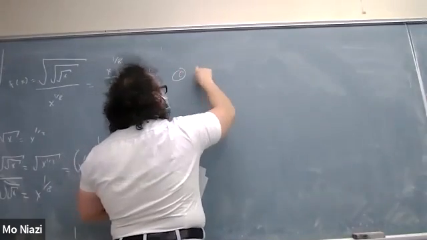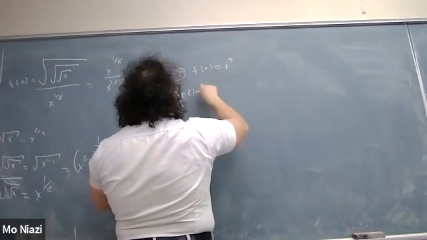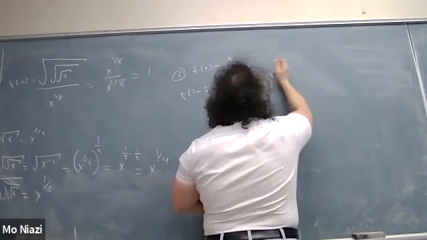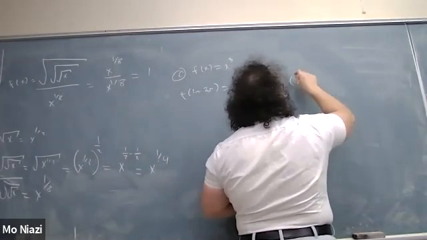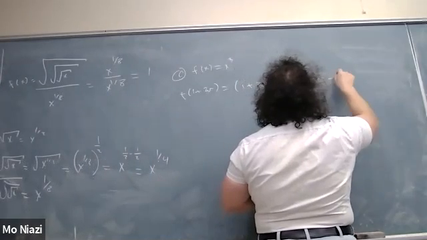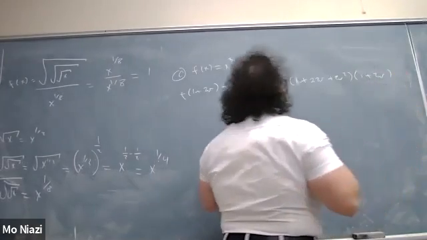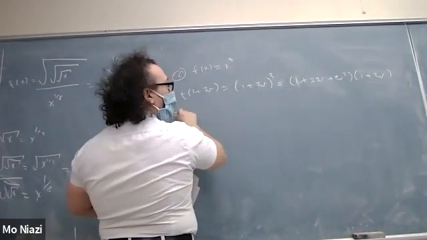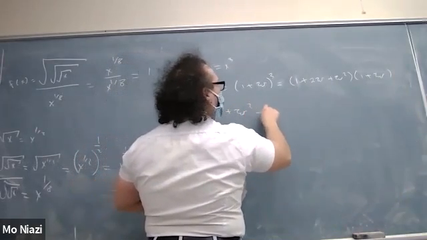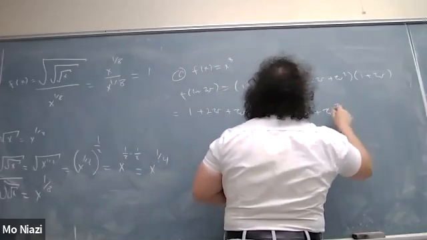About C, we have f of x equals x cubed. We want to know what is f of 1 plus an omega. That equals 1 plus an omega cubed. That's equal to 1 plus 2 omega plus omega squared, times 1 plus an omega, equal to 1 plus 2 omega plus omega squared plus omega plus 2 omega squared plus omega cubed.